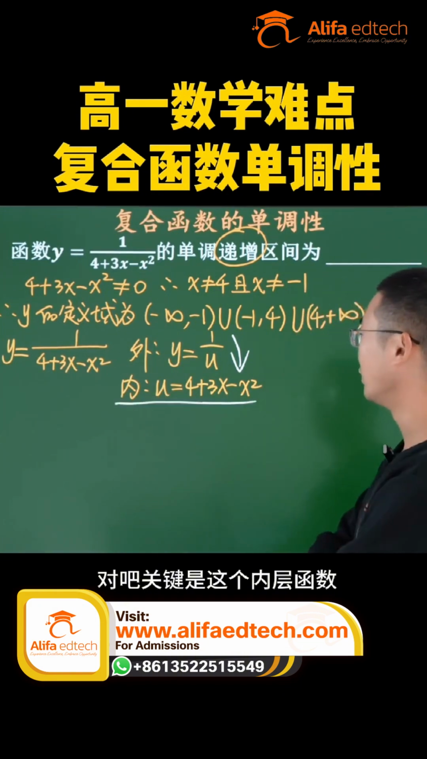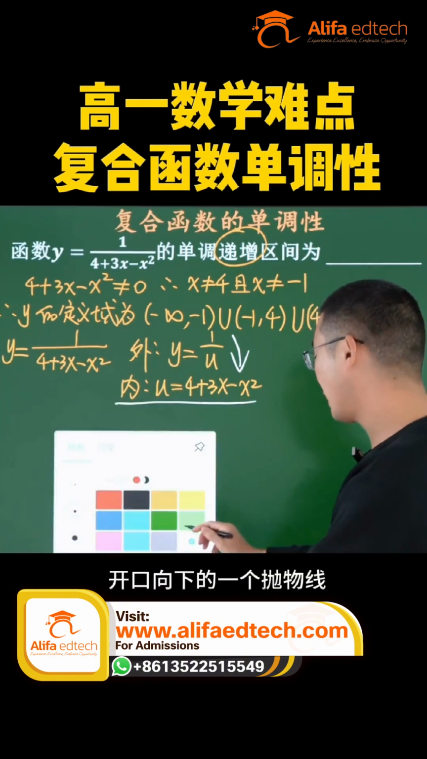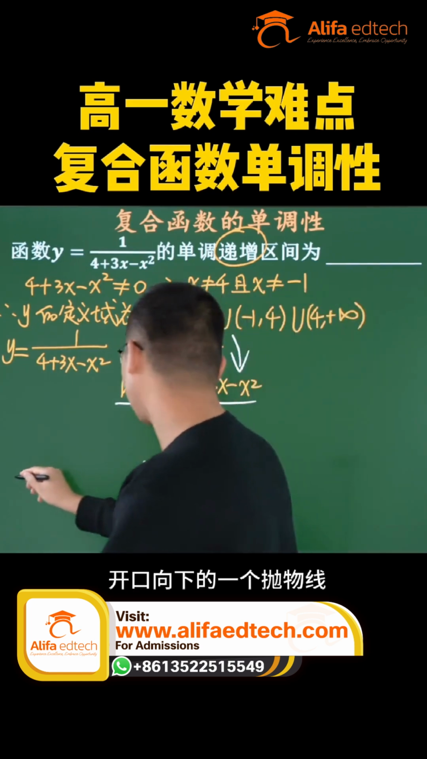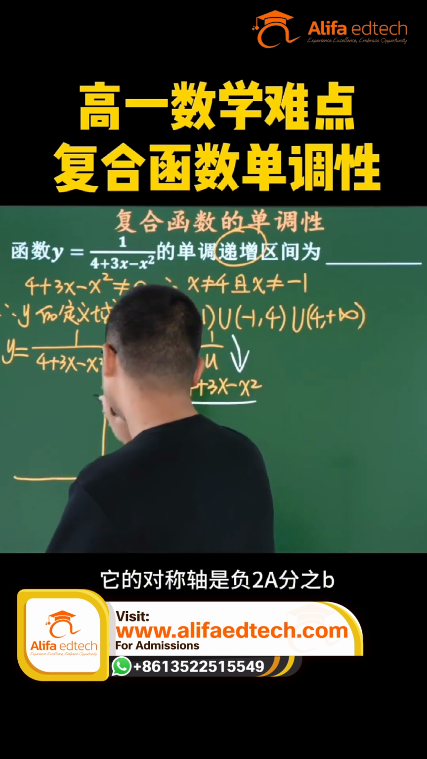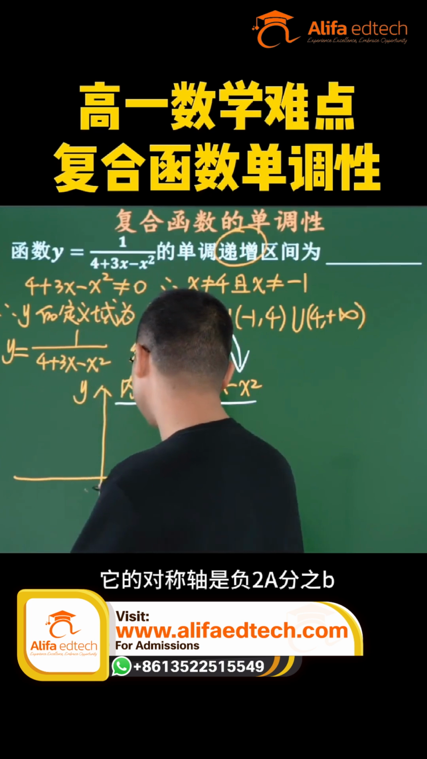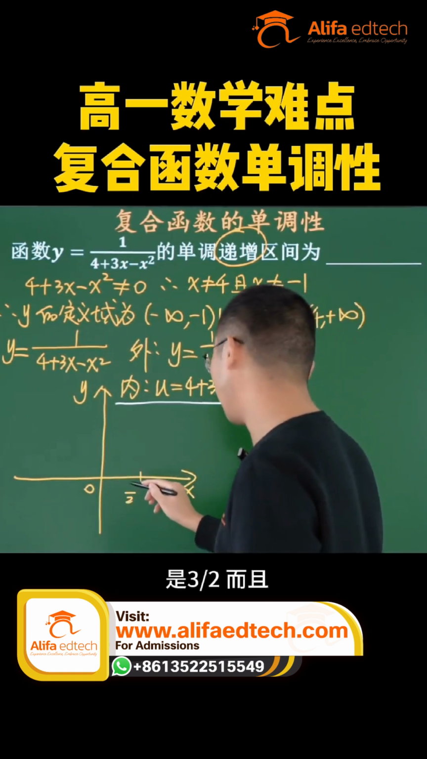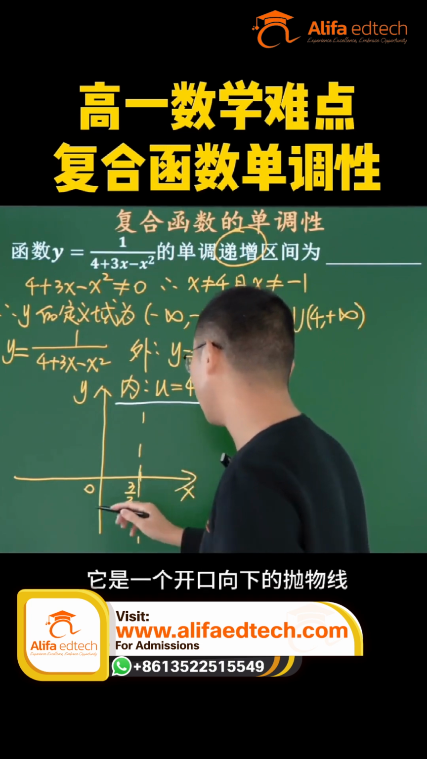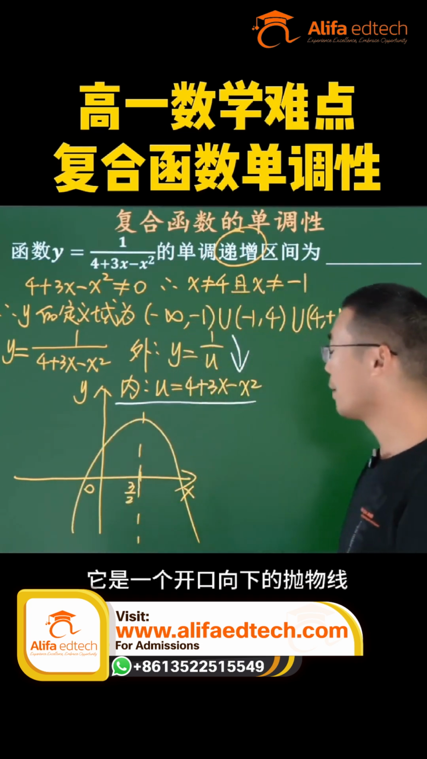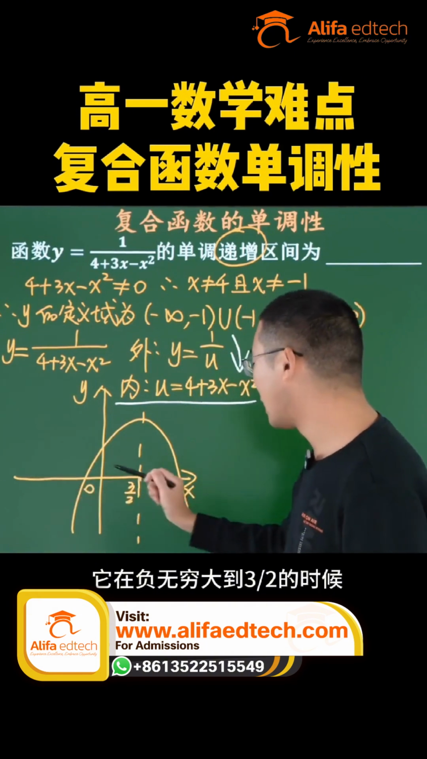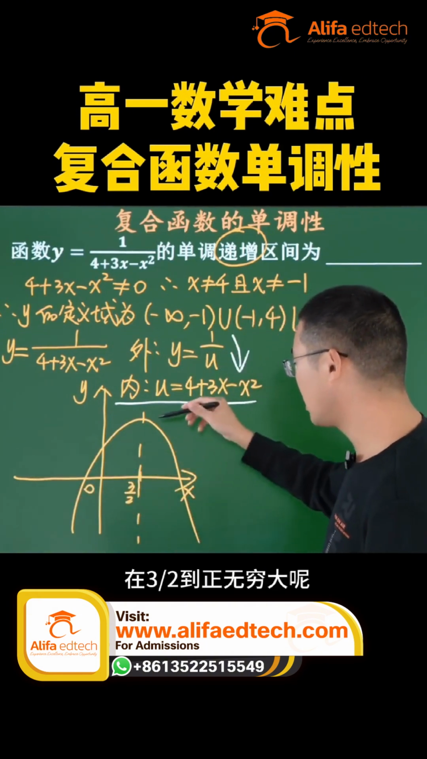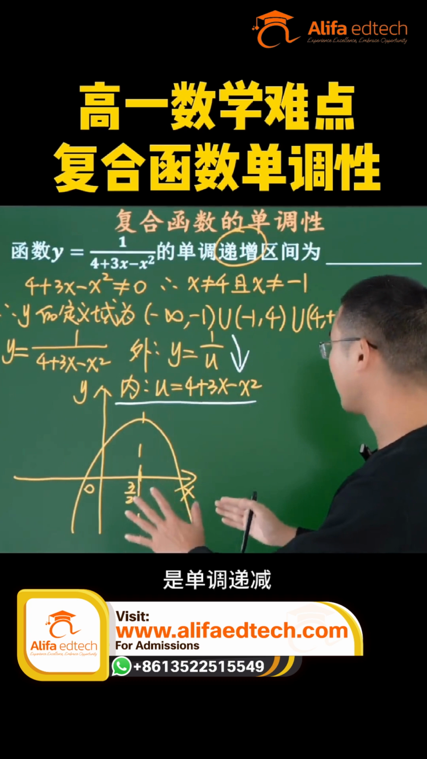The key is this inner function. What is it? It's a downward opening parabola, right? Its axis of symmetry is minus b divided by 2a. That's 3/2. Its axis of symmetry is 3/2. And it's a downward opening parabola. So from negative infinity to 3/2, it's monotonically increasing. From 3/2 to positive infinity, it's monotonically decreasing.